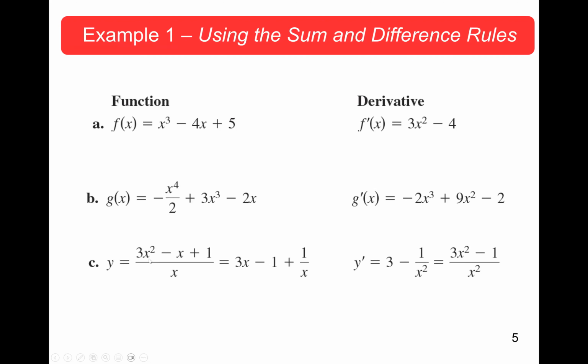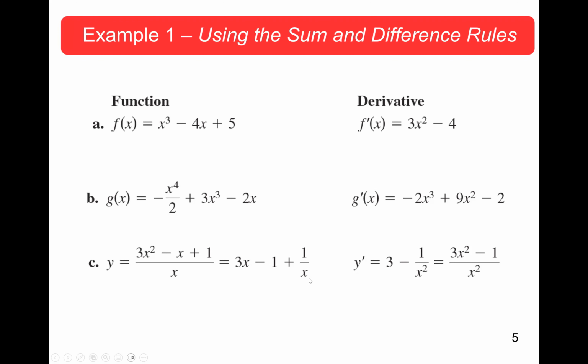Here we have y equal to 3x squared minus x plus 1, all divided by x. We can rewrite this equation by dividing all 3 terms by x. So 3x squared divided by x will give us 3x. Minus x divided by x will give us minus 1. Then 1 divided by x will give us 1 over x. So now we can find the derivative of this. Now 1 over x is the same as writing x to the power negative 1. So we can use the power rule here. So the derivative of 3x will give us 3. The derivative of a constant value, minus 1, will give us 0.